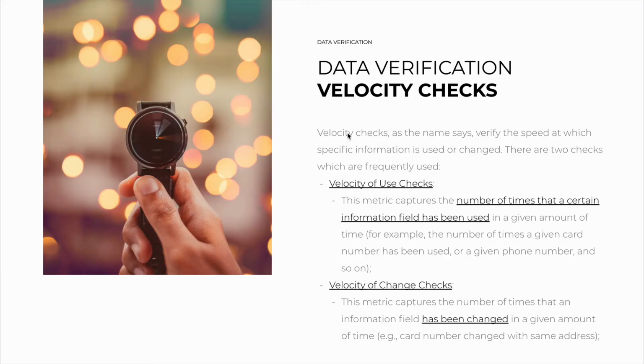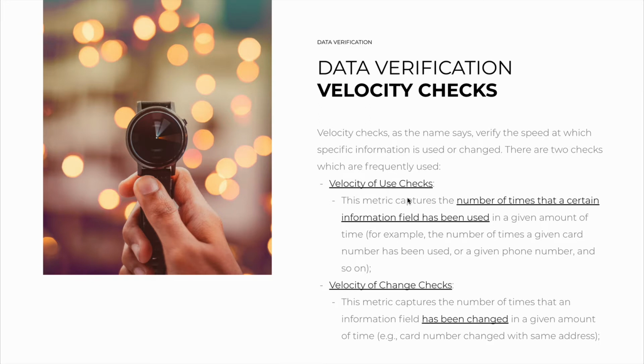Let's take a look. Velocity checks, as the name says, verify the speed at which specific information is used or changed. For example, the number of times that a specific credit card has been used in a period of time, or the number of times that the address associated with it has been changed in that period of time. There are two main categories of velocity checks that are frequently used. The first are velocity of use checks.